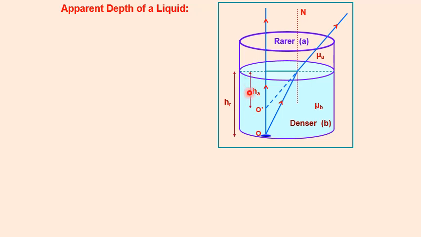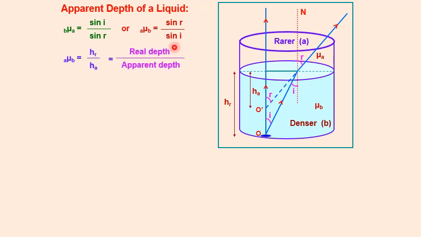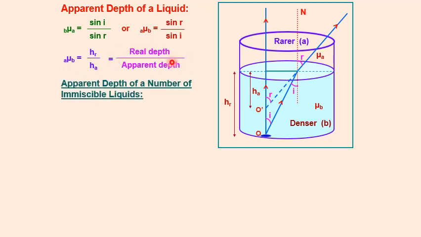This is HA, that is apparent depth. This is HR, that is the real depth. This is angle I, this angle is R. So B mu A is equal to sin I upon sin R, or A mu B is equal to sin R upon sin I. A mu B is equal to HR upon HA, that is equal to real depth upon apparent depth. Apparent depth of a number of immiscible liquids: HA is equal to summation, i equals 1 to n, of Hi upon mu i.